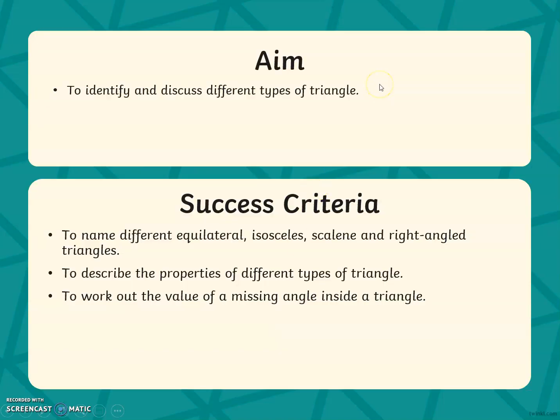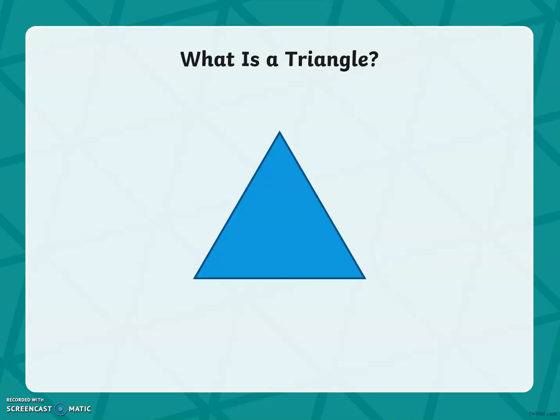So the aim is to identify and discuss different types of triangles. And by the time you finish this, you should be able to name equilateral, isosceles, scalene, and right angle triangles, and to describe the properties of different types of triangles, and maybe to work out the value of a missing angle inside a triangle. So, first of all, what is a triangle? Well, let's find out and see.